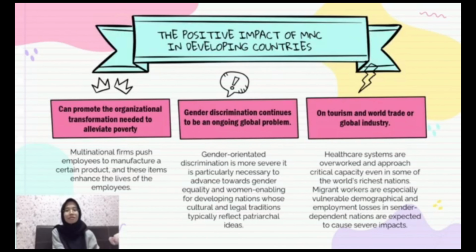Next, the impact is on tourism and world trade or global industry. In this era of globalization, millions have been infected and hundreds of healthcare systems are overworked and approaching critical capacity, even in some of the world's richest nations. Migrant workers are especially vulnerable demographically, and employment losses in sender-dependent nations are expected to cause severe impacts.